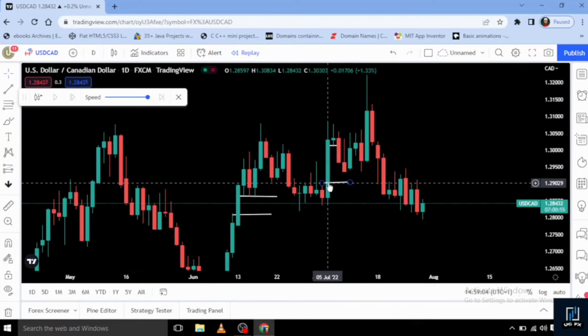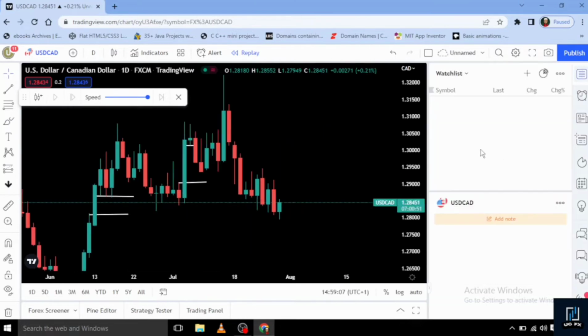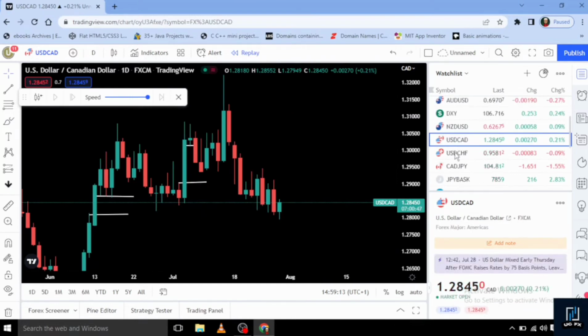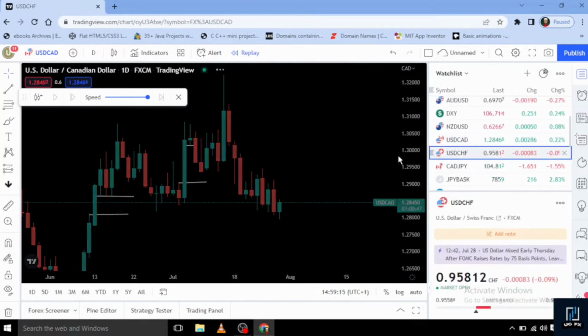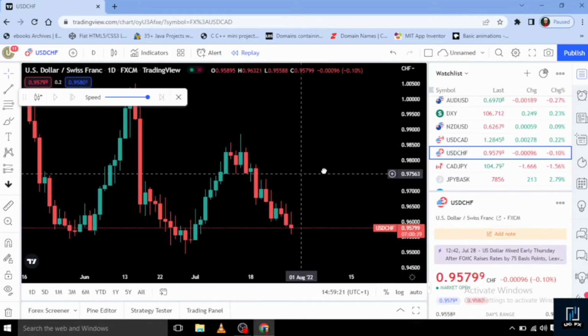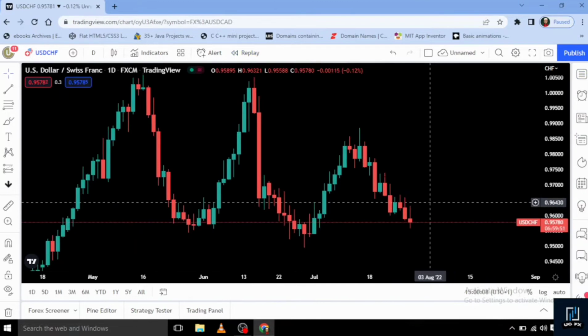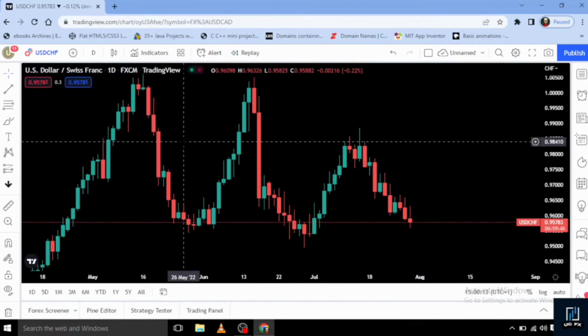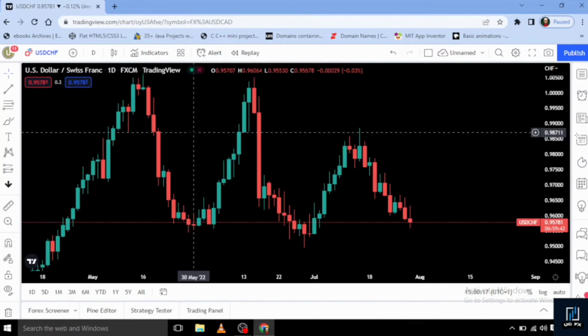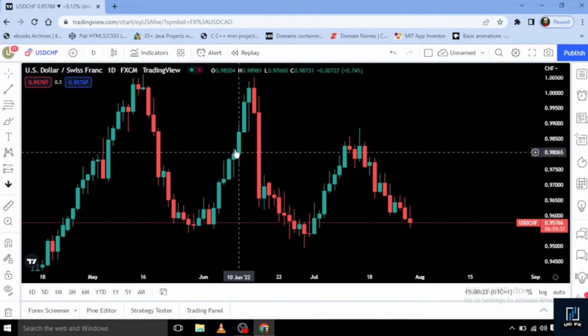So let's move on to another chart to explain more on this. Let's check USD CHF. So here we are on our USD CHF. This is our daily chart. You'll be wondering why I'm always using the daily charts. I'm going to share this secret with you now on how to identify and capitalize on these inefficiencies.